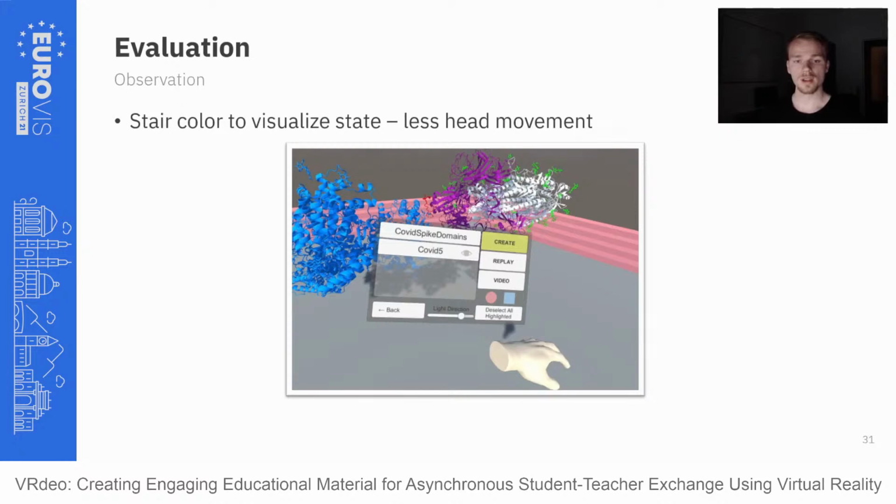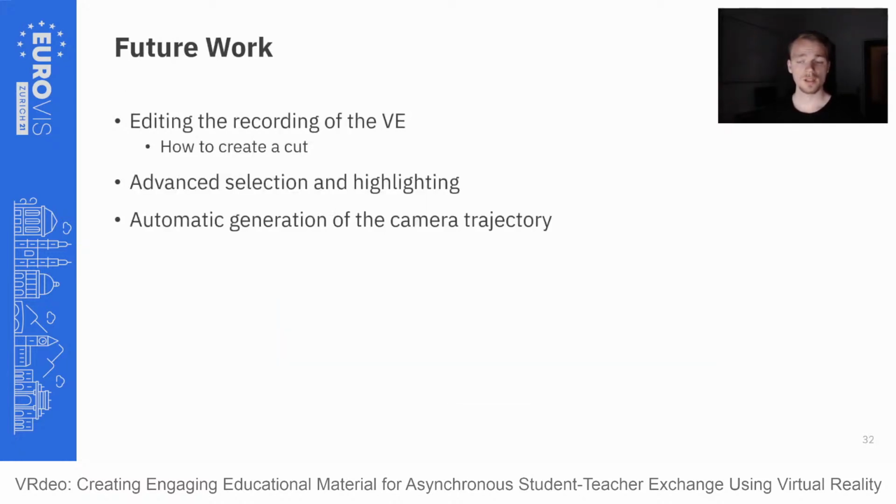the recording state. But in VR we realized that we can use the stair color to reduce the movement of the head, in case the state would be signified only in the hand menu or somewhere in the scene.